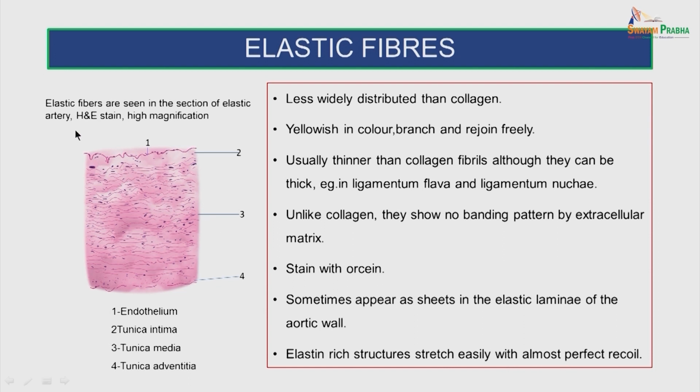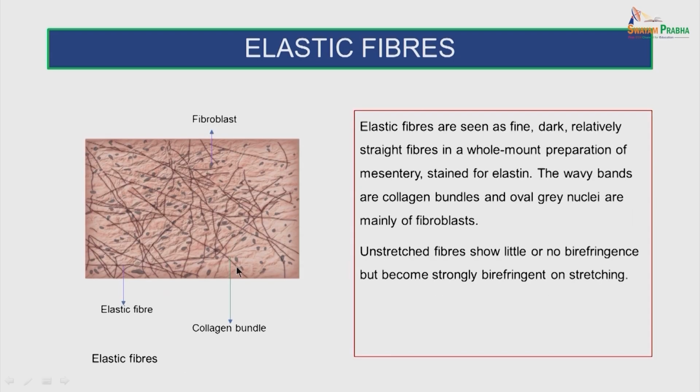So these are the elastic fibers seen in a section of elastic artery. This is the endothelium, the tunica intima, the tunica media and the adventitia. All these are the elastic fibers. The elastic fibers are fine, dark, relatively straight fibers seen here in a whole mount preparation of mesentery stained for elastin. The wavy bands are the collagen bundles and the oval grey nuclei are mainly of the fibroblasts. The unstretched fibers show little or no birefringence but become strongly birefringent on stretching.